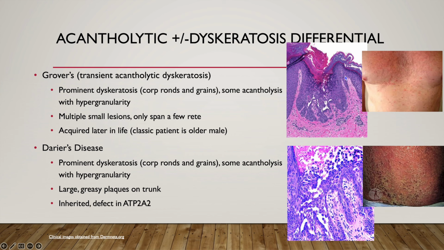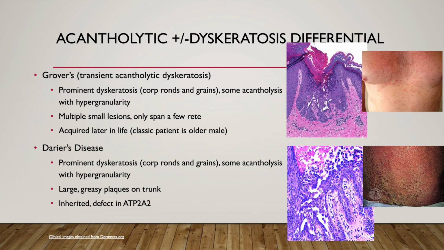So your acantholytic dyskeratosis differentials include Grover's, which is also transient acantholytic dermatosis. It's not genetic, it's acquired, and you'll have prominent dyskeratosis. You'll have your corps ronds and grains, some acantholysis with hypergranulosis. Clinically, you have multiple small lesions that only span a few rete, and it is acquired later in life. The classic patient is an older male.